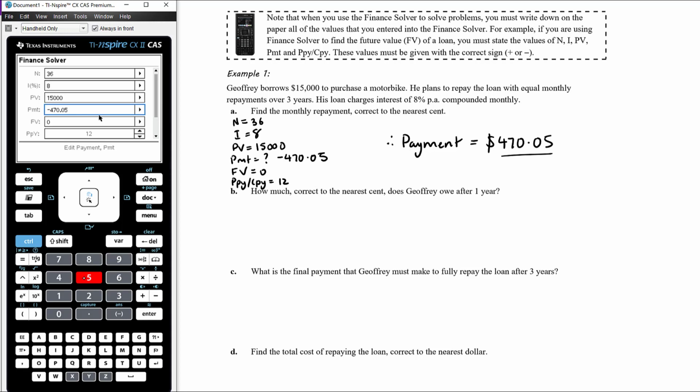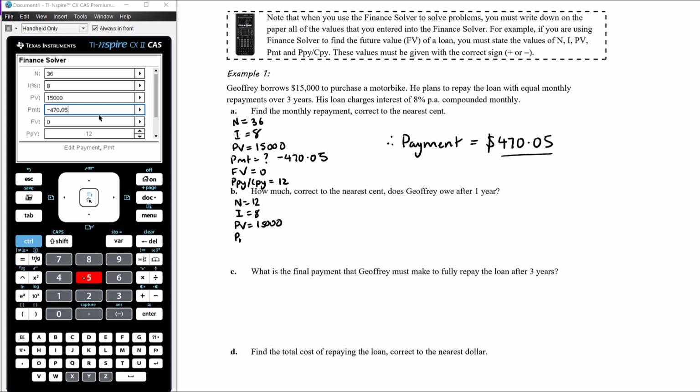Okay, so part B, how much, correct to the nearest cent, does Jeffrey owe after 1 year? Okay, so this time, N changes. We're only interested in looking at after 12 payments. I stays the same, the interest rate's the same, the principal value is still the same, $15,000.